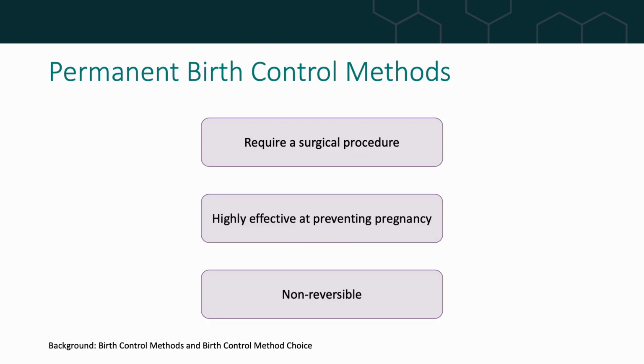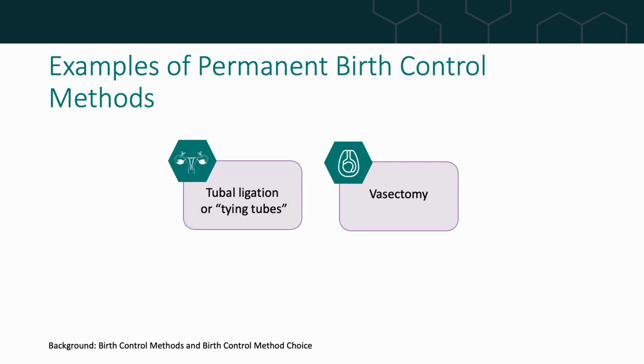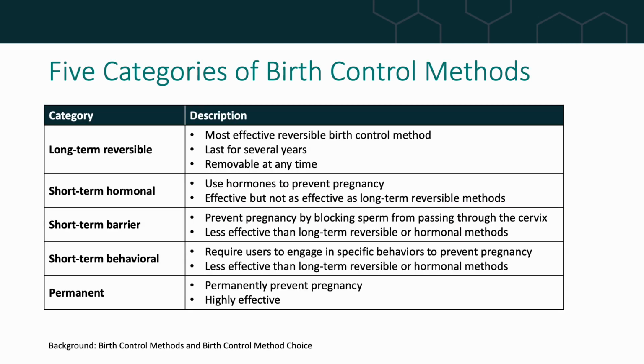Permanent birth control methods require a surgical procedure that permanently prevents sperm from reaching an egg during intercourse. These methods are highly effective at preventing pregnancy and are generally not reversible. Permanent birth control methods include tubal ligation, more commonly known as getting one's tubes tied, and vasectomy. Activate's Birth Control Information Booklet provides more information about all of the birth control methods mentioned in this tutorial.